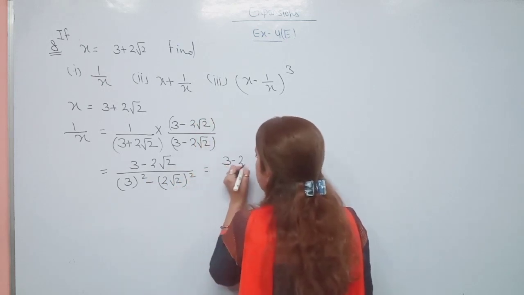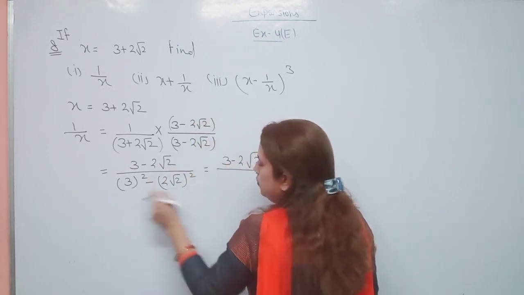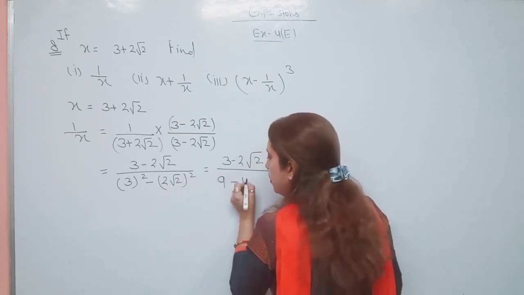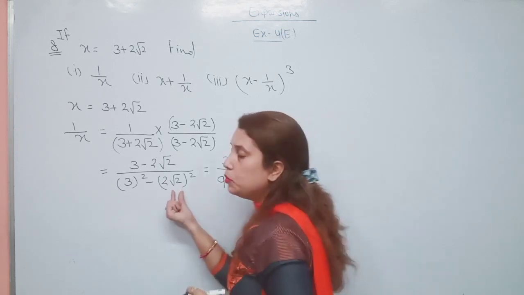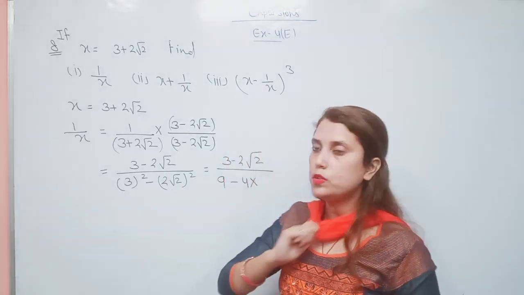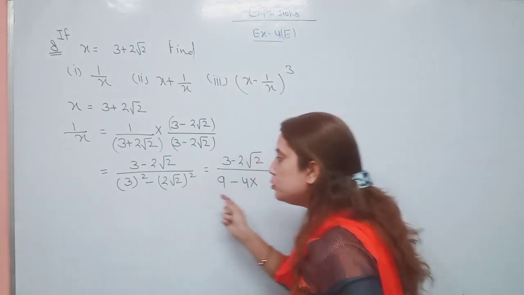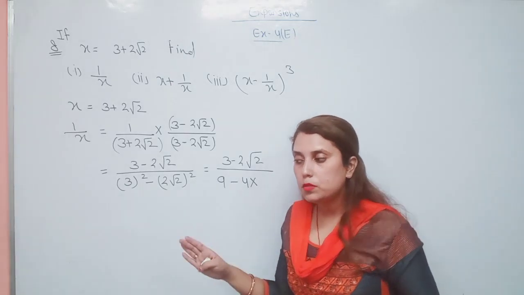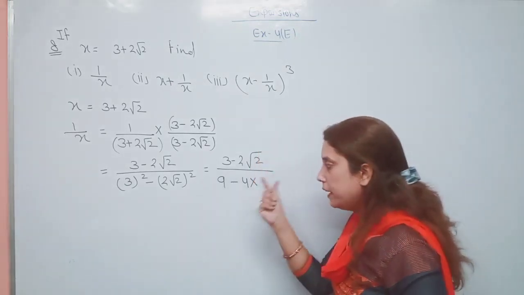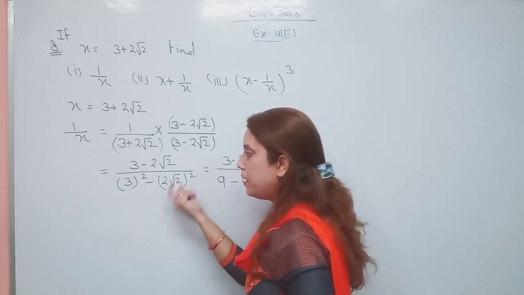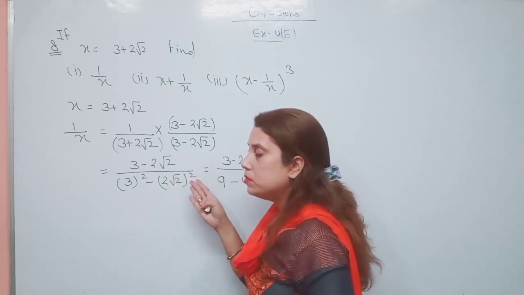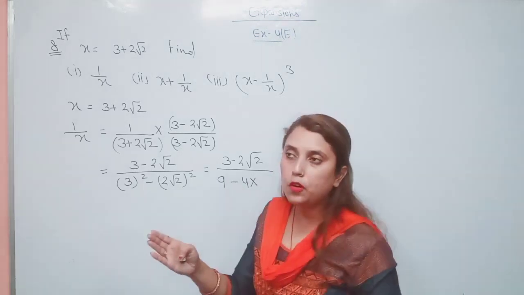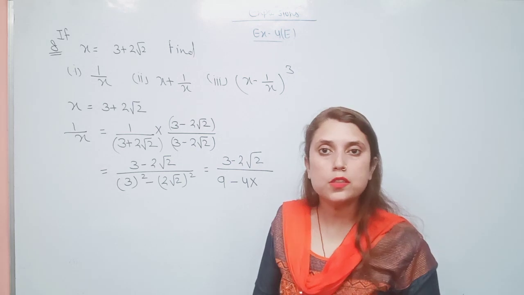So (3 minus 2 root 2) upon 3 square, which is 9, minus 2 square, 4, into under root 2. When we multiply by under root, then it will come 2. Under root 2 into under root 2 is 2. Under root 3 into under root 3 is 3. If an under root value is the same, like under root 2 multiplied by under root 2, then it will be under root 4, and the value of under root 4 is 2.